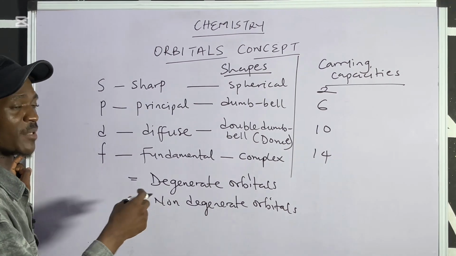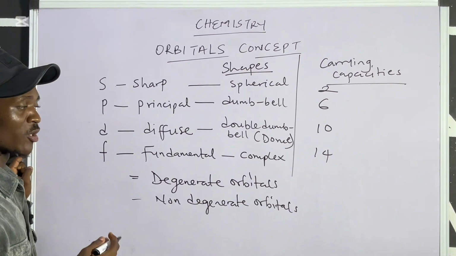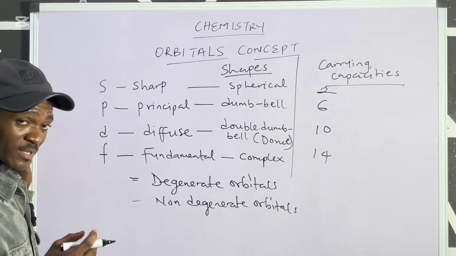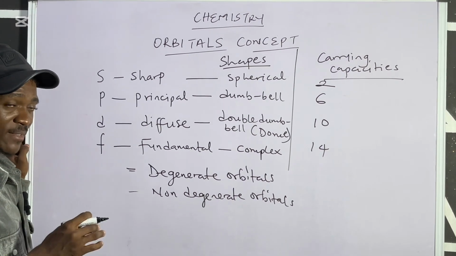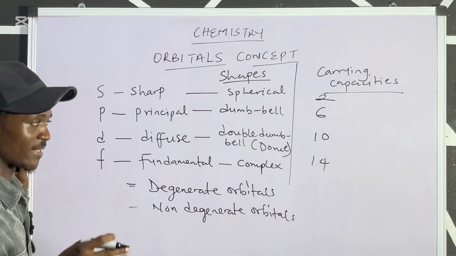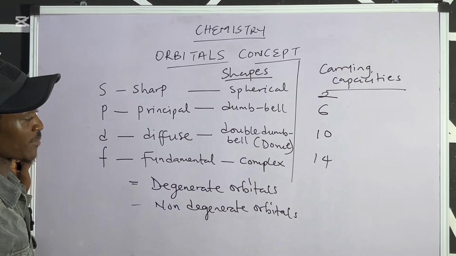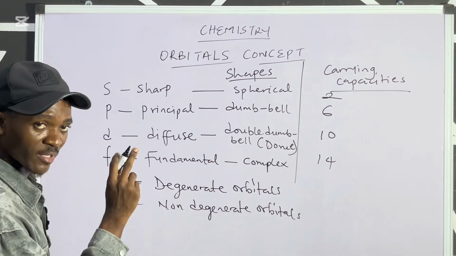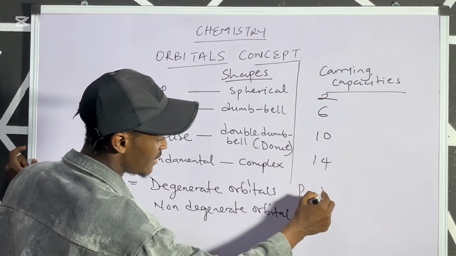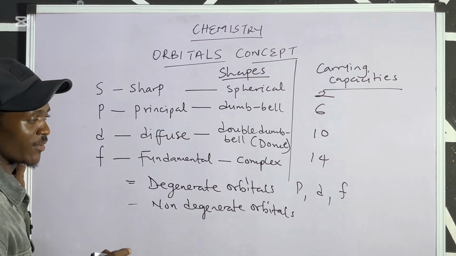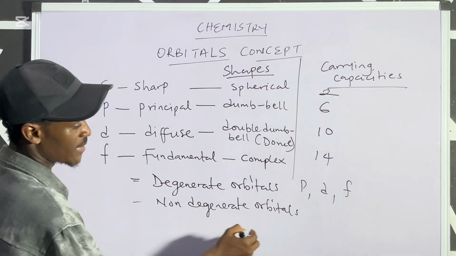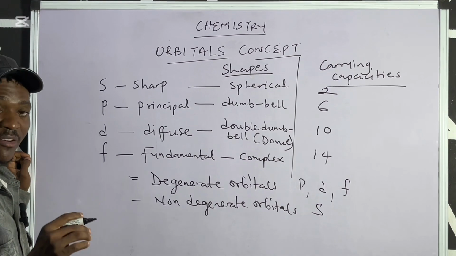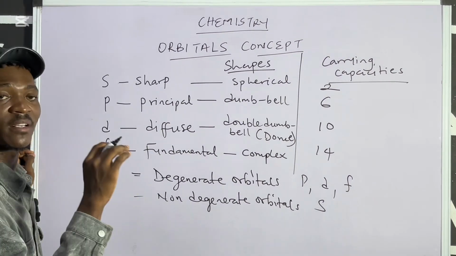These are orbitals that can be split into different parts, such that each part can accommodate an equal number of electrons. What does that mean? It means that they are the only orbitals that you can split into different parts. Considering the four types of orbitals, only 3 are degenerate orbitals. Don't forget that. The p, d, and f are degenerate orbitals. Therefore, the only non-degenerate orbital is s.